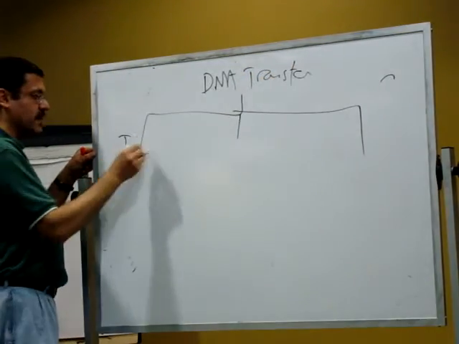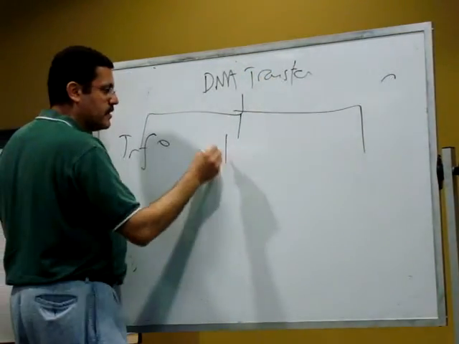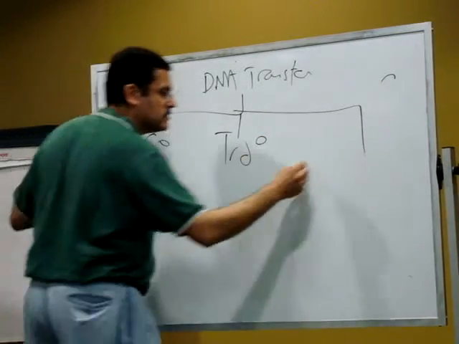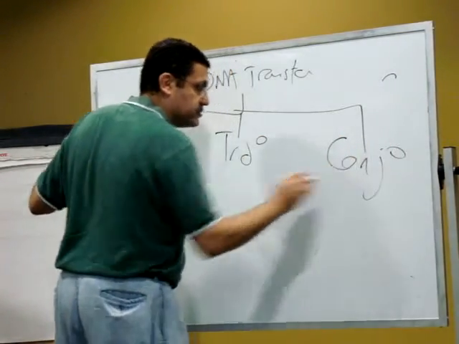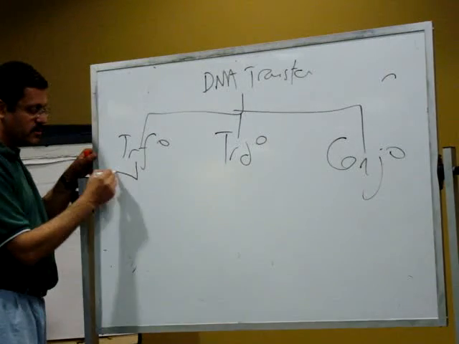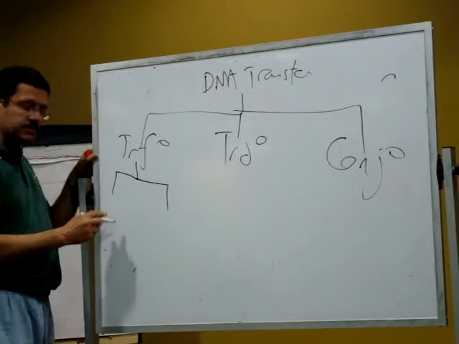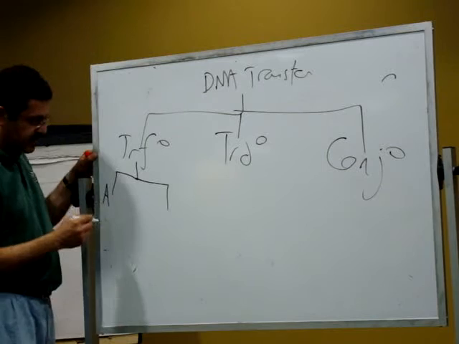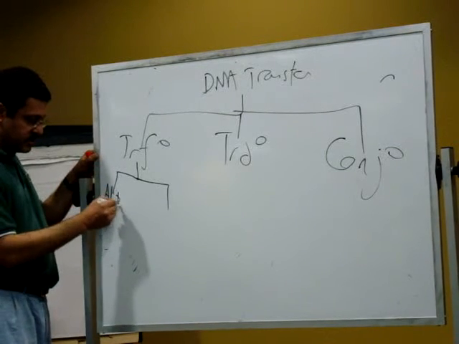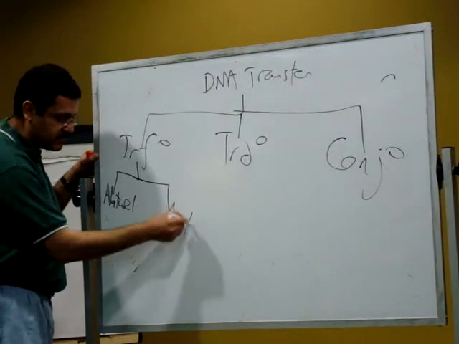We discussed what? Transformation, transduction, and conjugation. Transformation, we discussed two types. We discussed artificial, actually, let me start with natural and artificial.